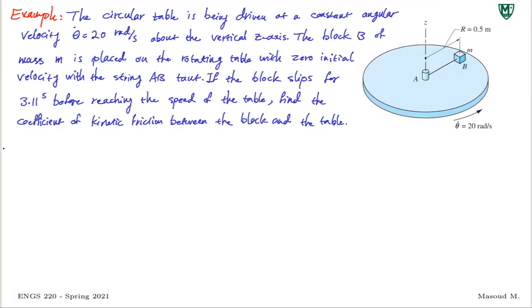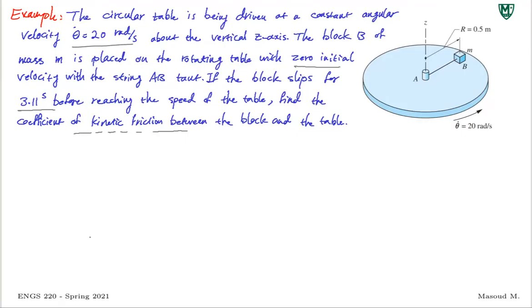Right? So that's a general idea, and we know the length of this string is 0.5 meters. Hopefully you get what's going on here. Now we are given some information. We are given the velocity of this disk, 20 radian per second. We know it takes 3.11 seconds before this block has the same velocity as the rotating table. The initial velocity of the block is 0. We just leave it there, and we are asked to find the coefficient of kinetic friction. That's what we are trying to find.